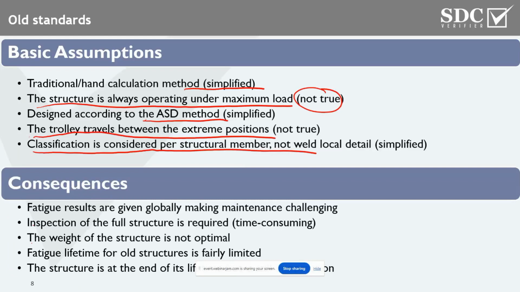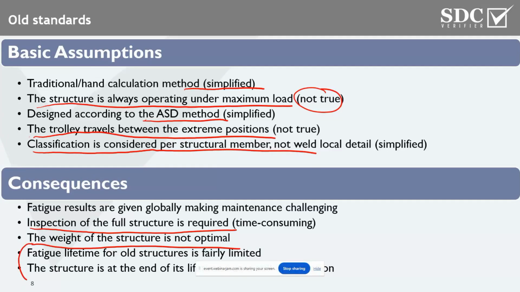So this all resulted in the required inspection of the full structure, because people cannot simply focus on local details, otherwise there is a high chance to overlook some parts or some problems, cracks, etc. Another consequence of this standard is the non-optimal weight of the structure. So basically many cranes or equipment became too heavy, resulting in an over-designed structure build.